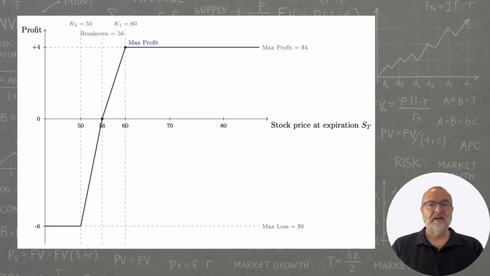Notice that the profit line is flat at your maximum gain above $60, slopes downward between $60 and $50, and flattens again at your maximum loss below $50. It's the mirror image of the bull call spread, but it starts with a credit instead of a debit.